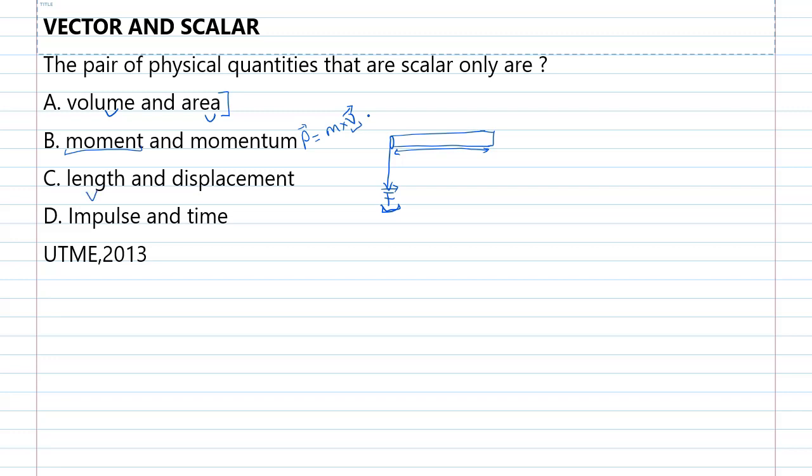Length is a scalar. Displacement is a vector. This does not fulfill the criteria because length is a scalar, but displacement is not. And then the last is impulse. Impulse is also a vector quantity. Time is a scalar quantity. So the best option that we have is option A.